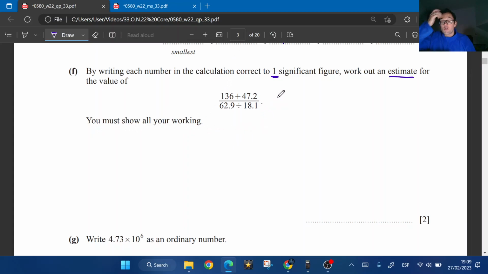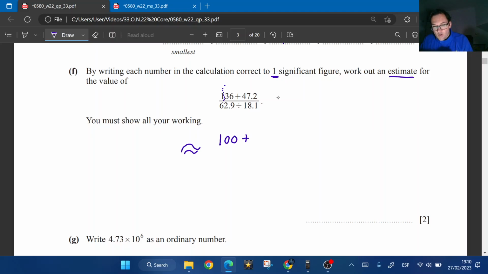So the first thing we need to do is round everything to one significant figure. That means we need to round it to the first digit. The first one, 136, the first digit is a 1. It stays a 1 because next to the 1 is a 3. But we need to show that that 1 is not a units 1. That 1 is in the position of the 100. So we need to write 100, because we can't round 136 to 1. We need to round 136 to 100.